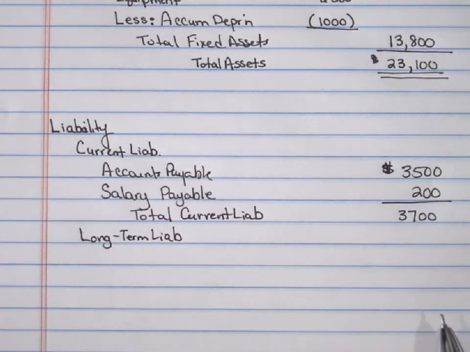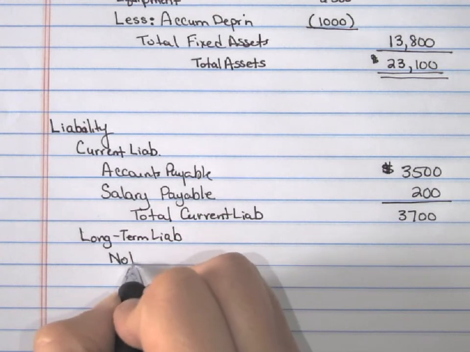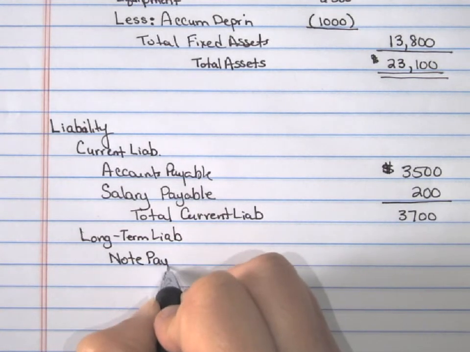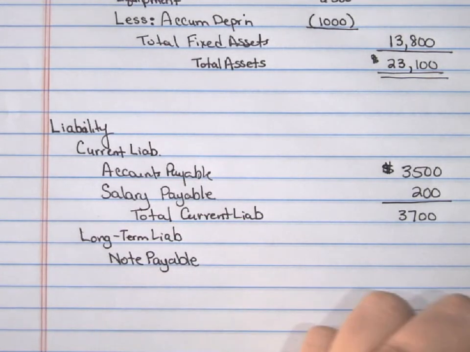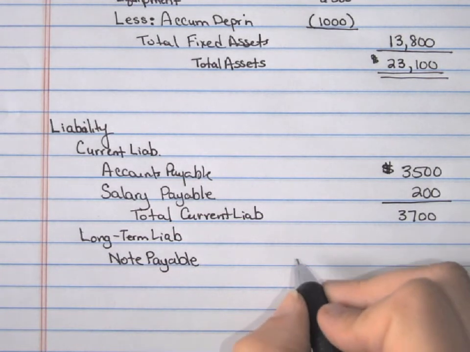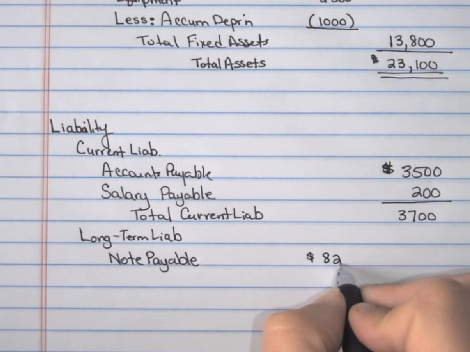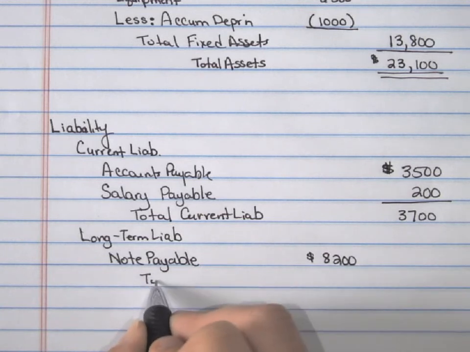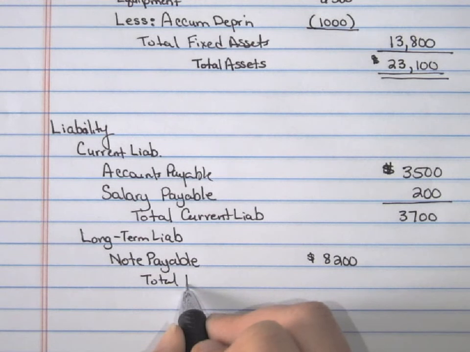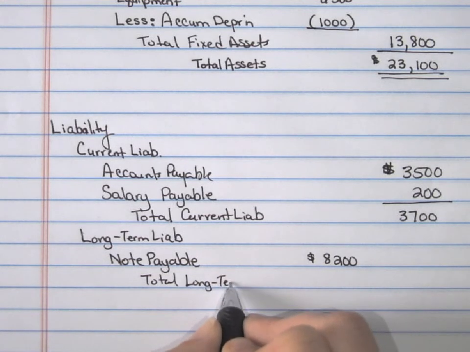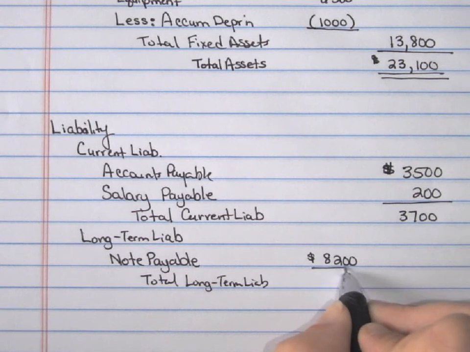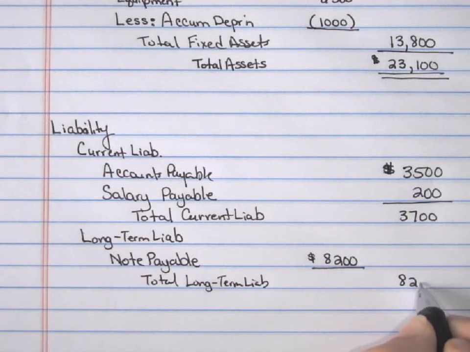I then would come in right underneath here and I'd put my long-term liabilities in. So I'm looking at long-term liabilities. That was that 3-year note. So I would have a note payable here. Other things that could be included, maybe a mortgage payable, different things like that. In this case I only have the one. I am going to indent over here though, just to show you what it would look like if I had multiple items. That is valued at $8,200. And so then I would have my total long-term liabilities. Add that, move that total over here.